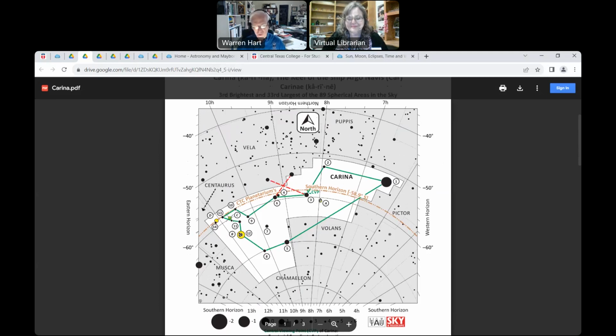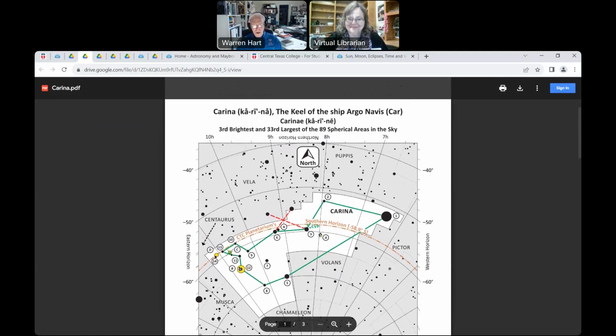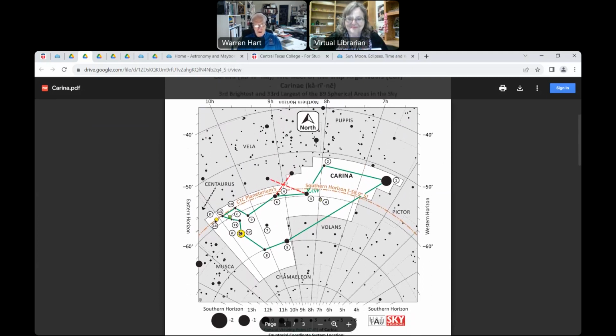That's our first one. It is the keel of the mythical ship Argo Navis. There you are. So that's what we have on that.